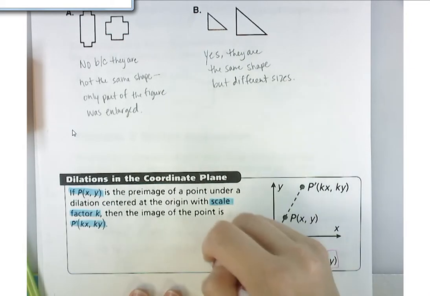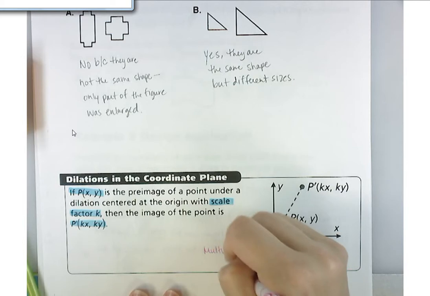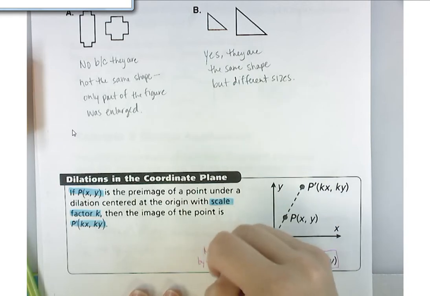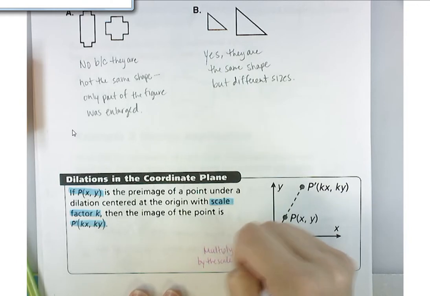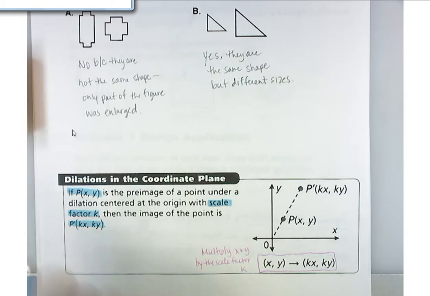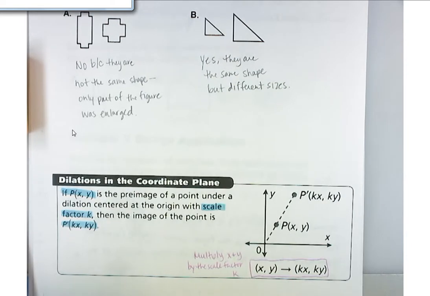So we are going to multiply x and y by the scale factor k. Okay, so we're going to multiply x and y by the scale factor k.